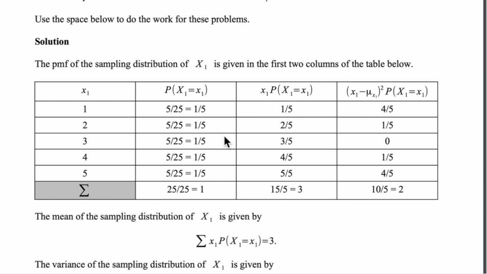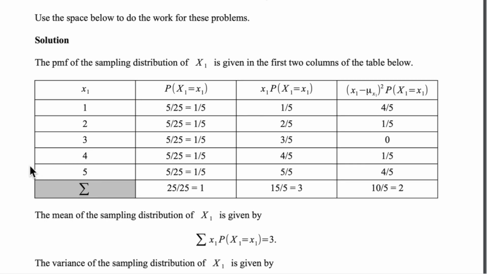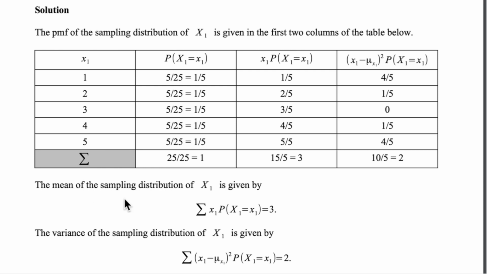Okay, so the first 2 columns give us the PMF for the distribution of X1. Then we want to calculate the mean of that distribution. That's given by this weighted sum here, weighted average. And so I've got a column for that calculation. I'm multiplying corresponding entries in the first 2 columns for each row, putting those values here, and then adding those values up, and we get 3. So the mean of the sampling distribution of X1 is 3, which is the mean of the population. Well, that's exactly what it should be, because X1 is a single observation coming from this population.